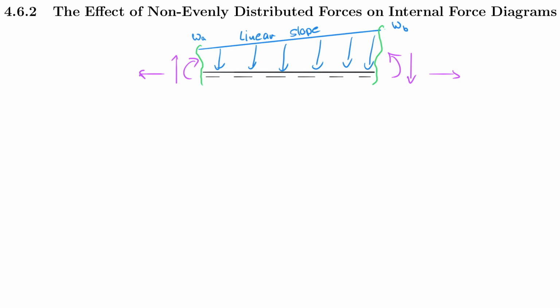So I want to let you know that this distance is once again just a random distance in the beam. So it's x in meters, for example. And we now have a linear sloped load case on there.